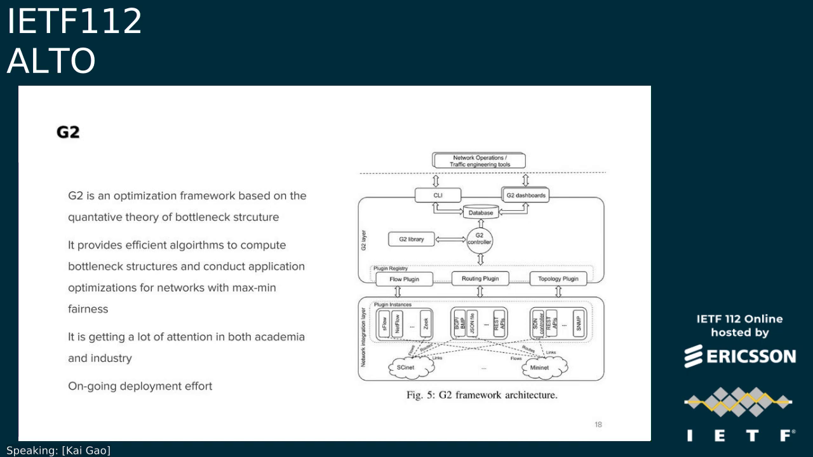So basically, we just gave these two examples to demonstrate how we can use the bottleneck service to solve flow scheduling problems in the application. And here is an introduction to the G2 work. Basically, G2 is an optimization framework based on this quantitative theory of bottleneck structure. It develops some efficient algorithms to compute the bottleneck structure that we introduced, and also it gives some examples of how you can conduct application layer optimizations for your own flows in networks with maximum fairness. And I think the G2 work is getting a lot of attention in both academia and industry, and they have some ongoing deployment efforts in both supercomputing networks and data center networks. So next slide, please.